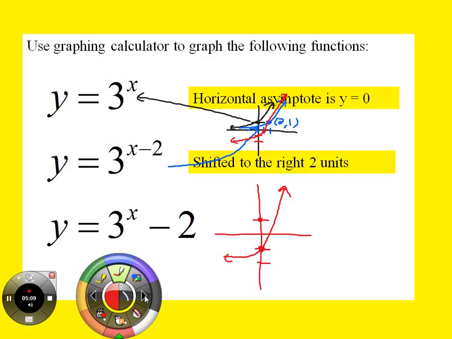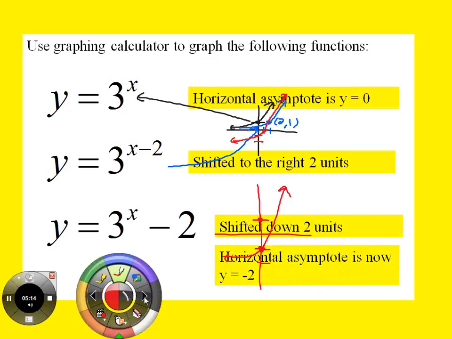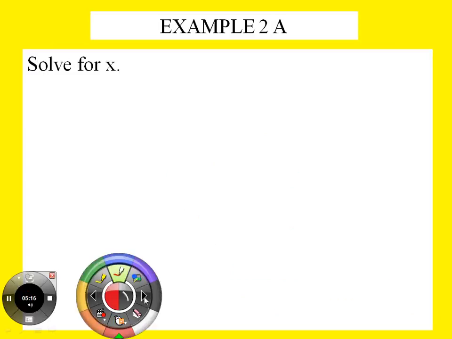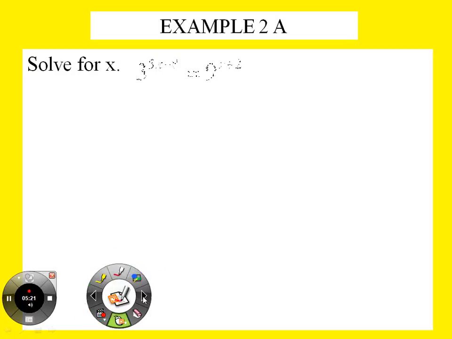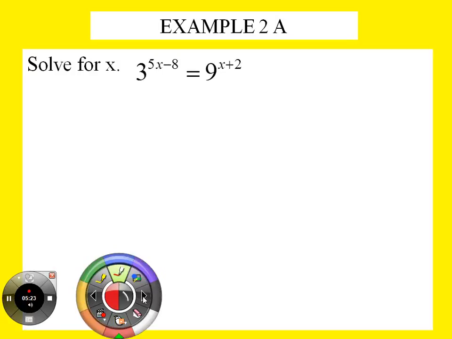Next, let's look at an example where we're going to do a little solving. Let's solve for x. I'll just use the animation. I've got 3 raised to the 5x minus 8, and I really just want to solve for x. The technique is that you want to get the bases to be the same. You notice that's a 3 and that's a 9. You're looking for some factor that they both have. So 3 is that number.